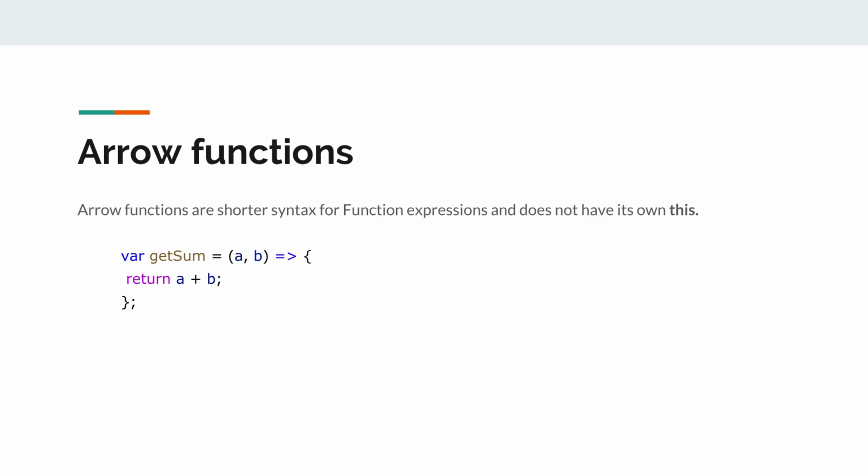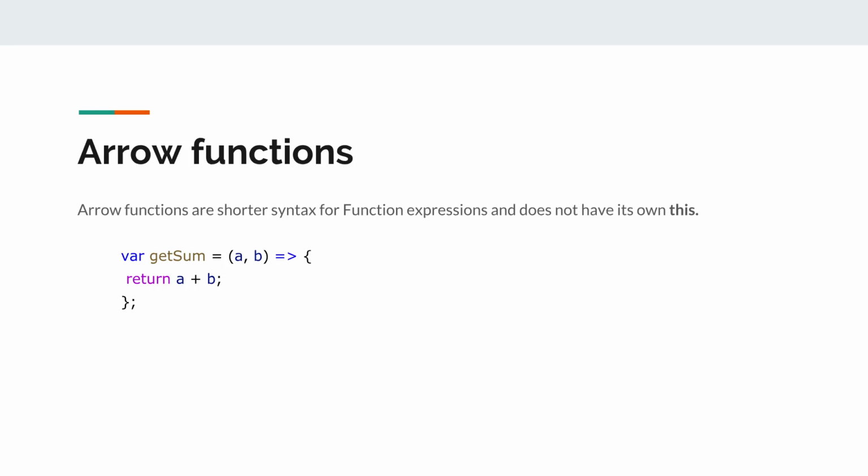Arrow functions are a shorter syntax for function expressions which doesn't start its own this context. It will use its parent's this context. So what is the syntax? To write arrow functions, we write arguments inside parentheses, and then we write the equal to and greater than symbol. This equal to and greater than symbol makes it look like an arrow. That's why it's called arrow functions. And then you can write the function body.